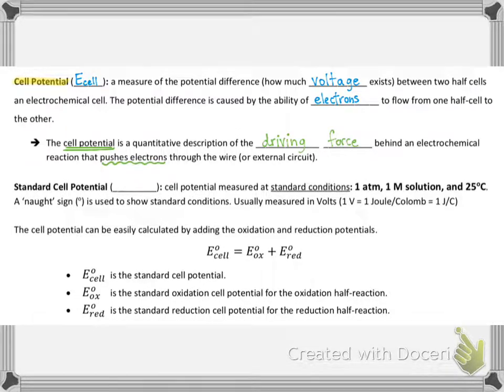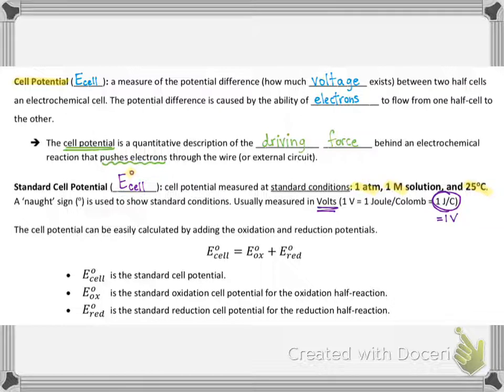Now, much of the time, we're going to be working with a standard cell potential, E0 cell. This, of course, means that we're just measuring the cell potential at standard conditions. Standard conditions for an electrochemical cell is 1 atmosphere, 1 molar solution, and room temperature, 25 degrees Celsius. And we just use that little superscript naught sign, a tiny zero, to show that it is standard conditions. And then we tend to measure E-cell in volts, where 1 volt is equal to 1 joule per coulomb.